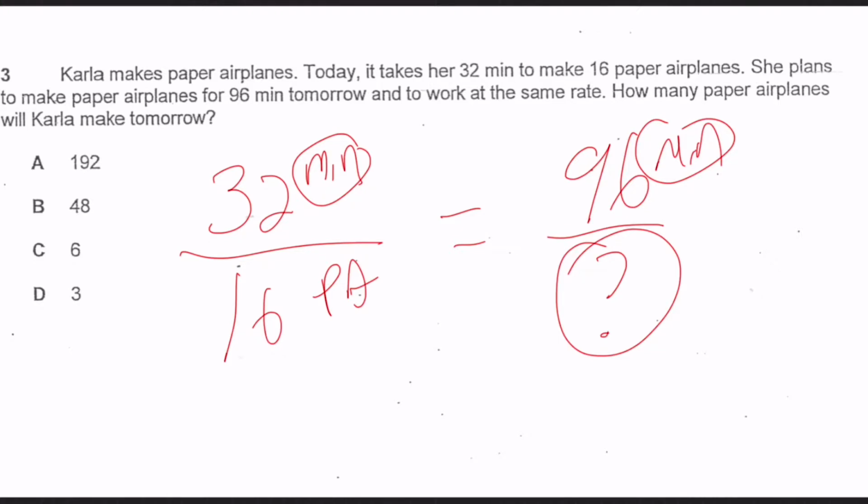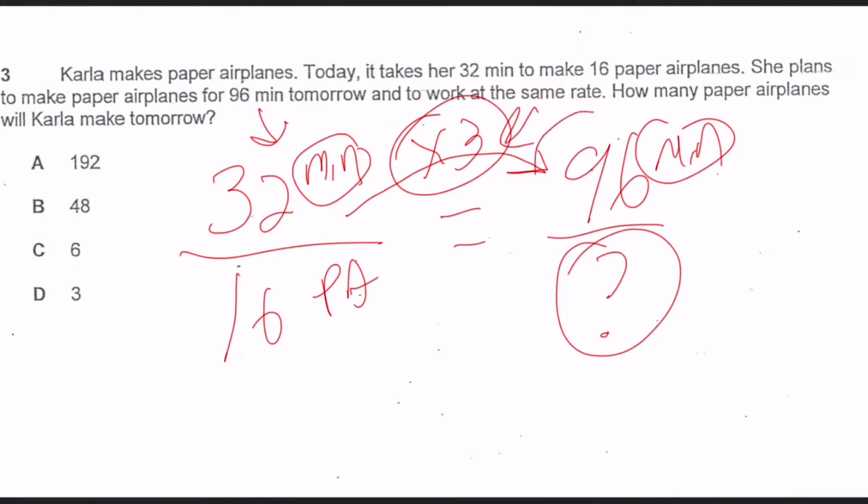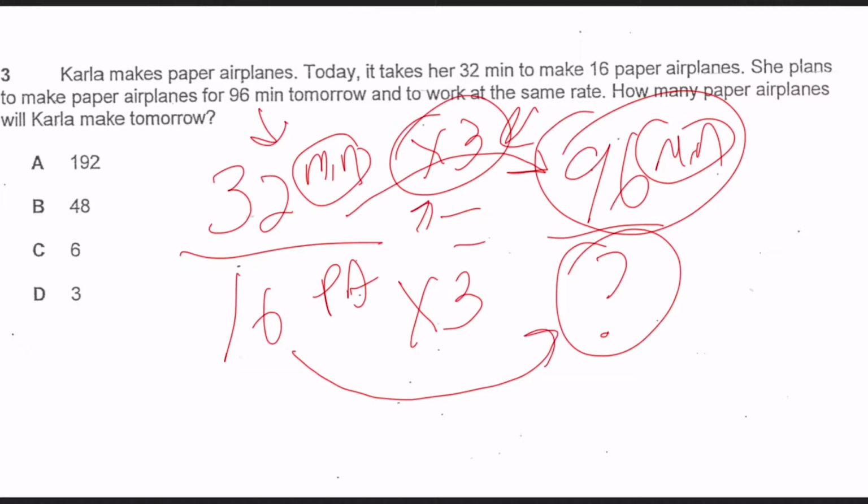Well, when I look at this, I say to myself, how did I get from 32 to 96, right? What is 96 divided by 32? Or 32 times what is 96? And as it turns out, 32 times 3 is 96. So if I times 32 minutes by 3, I'm going to get 96 minutes. Now I need to look at the bottom. Since I times the top by 3, I need to times the bottom by 3. So 16 paper airplanes times 3 is 48 paper airplanes.